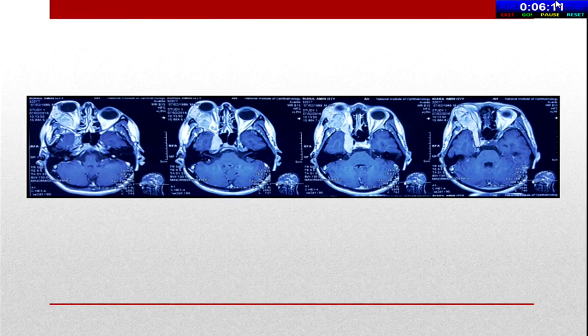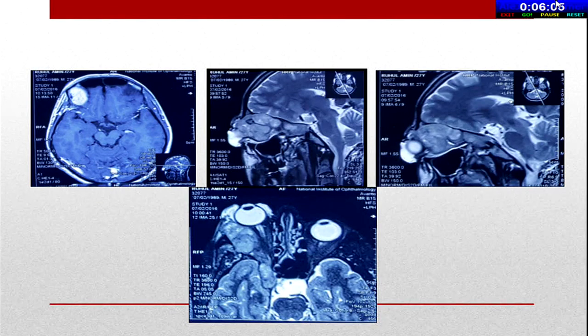It entered almost into the cavernous sinus. So there was intracranial extension, going up to the cavernous sinus. So in this case, we have to consult with a neurosurgeon.